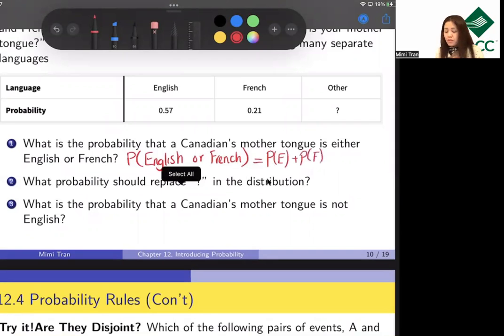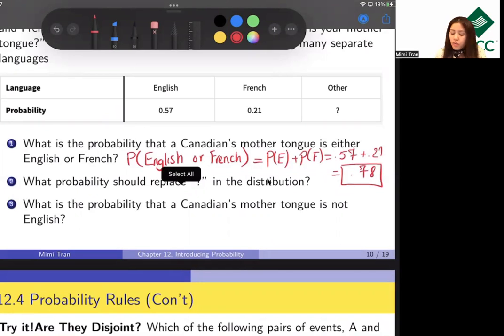I'm going to say E and F. We know P of English is 0.57. P of French is 0.21. Together is 0.78. So that is the probability of somebody speaking either English or French: 78%. So this is big.